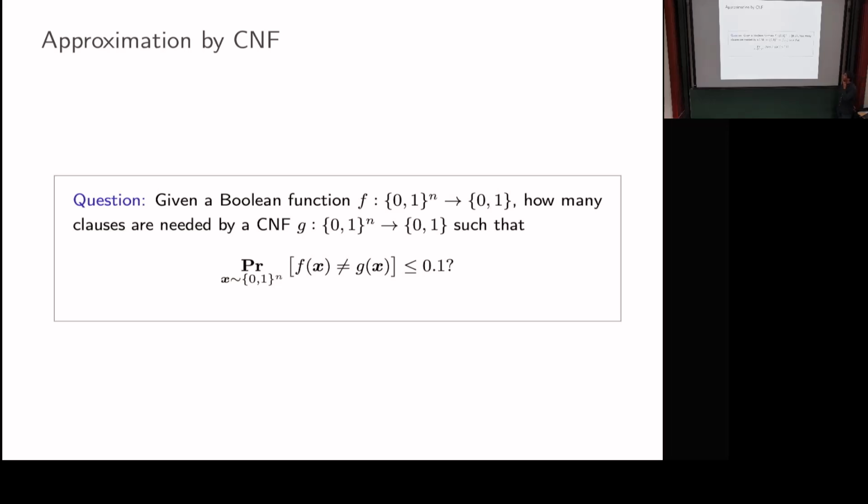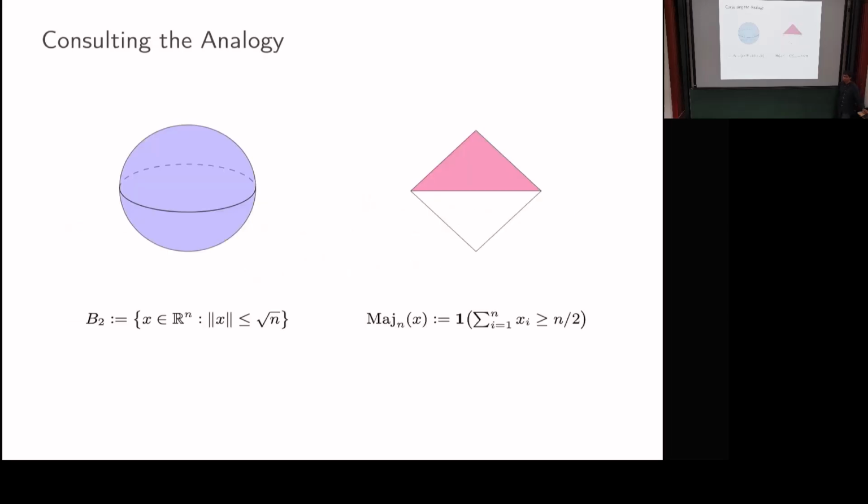Given a Boolean function f, this question of CNF approximation asks how many clauses you need to approximate the function f by a CNF G, so that the error is at most epsilon under the uniform distribution. So the number of half spaces for the polytope question corresponds to the number of clauses over here. Coming back to polytope approximation, we know that the L2 ball behaves a lot like majority. It turns out that CNF approximation for the majority function has been studied before.